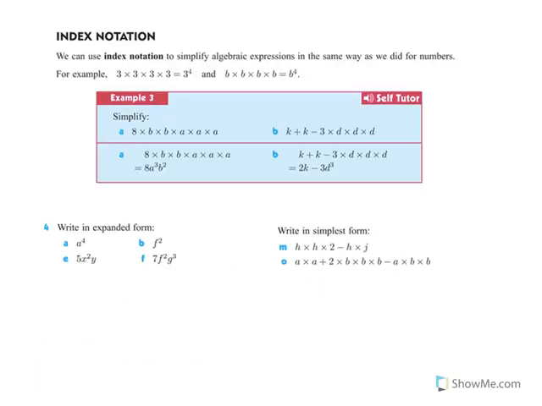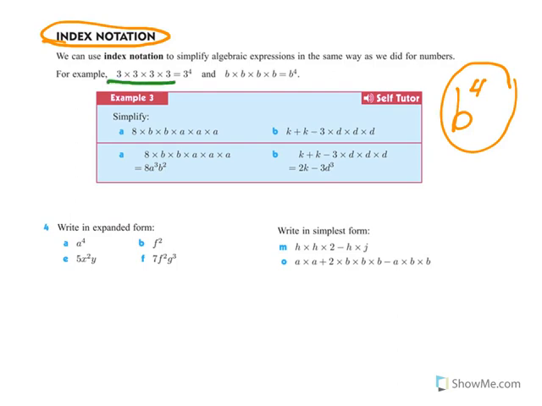Okay, this is now different from index notation. Index notation is that little letter, like the little exponent, that goes above a number or a letter. And it implies that there are 4 of those and that we're multiplying them together. Our first example is 3 times 3 times 3 times 3. With index notation, it is 3 to the power of 4. B times B times B times B. Index notation is B to the power of 4.